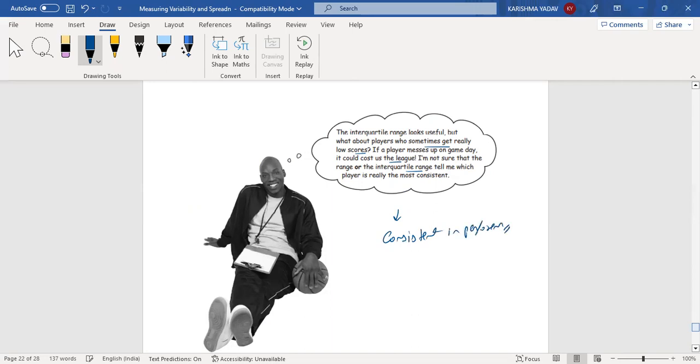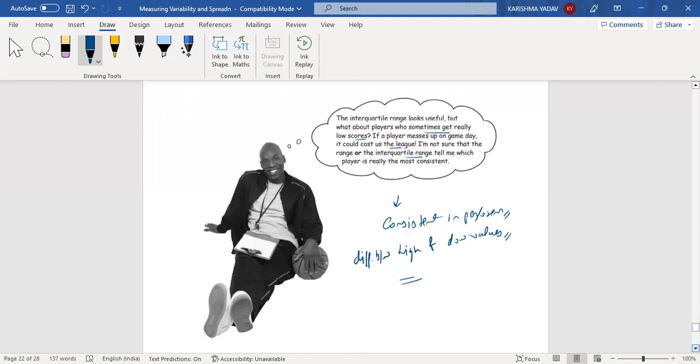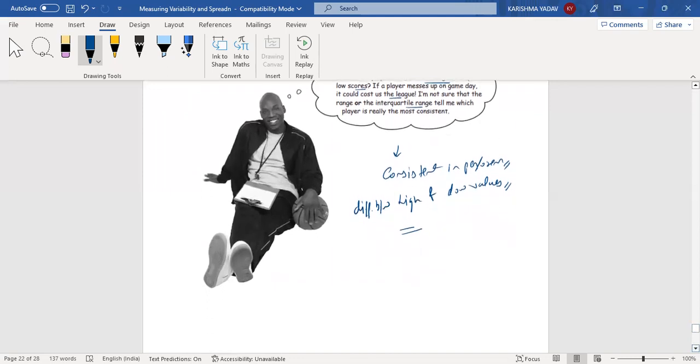Okay, now the problem with the range and interquartile range is that they only tell you the difference between the high and low values. What they don't tell us is how often the players get these high and low scores, and how many scores are closer to the center, and that's important to the coach. The coach needs the player who is consistent in his performance.